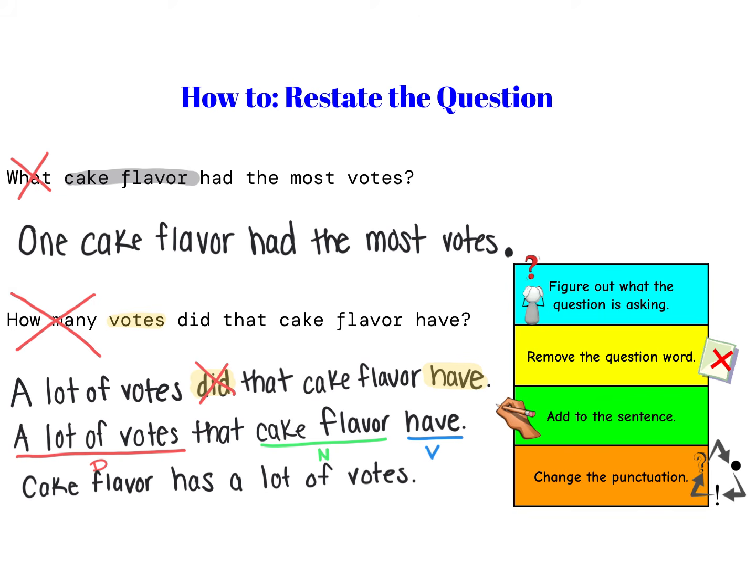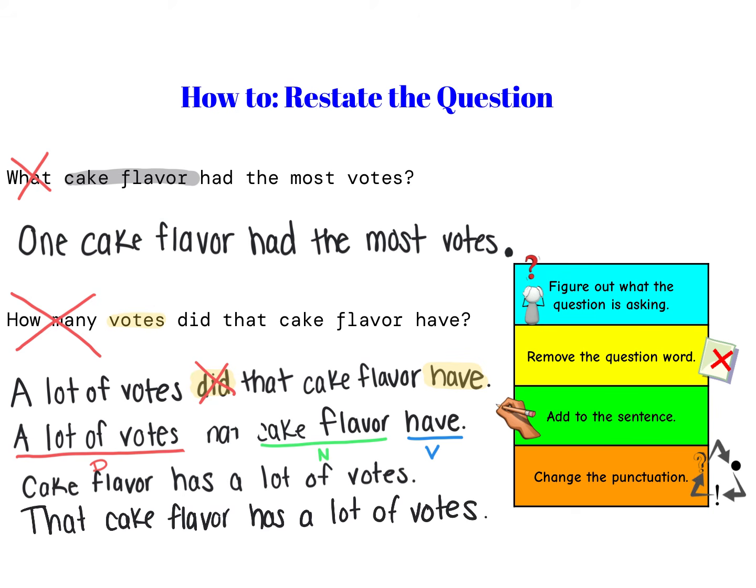Now this sentence sounds a lot better. It sounds a lot better, but I didn't use the word that. And I think by using the word that, I could make this sentence even better. So I'm going to give that a go. That cake flavor has a lot of votes.